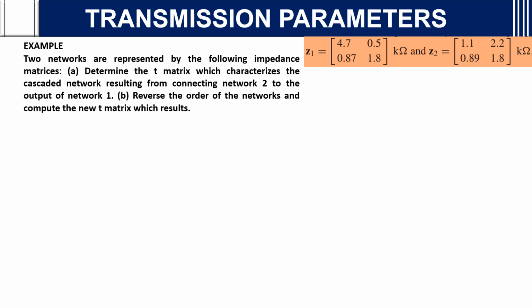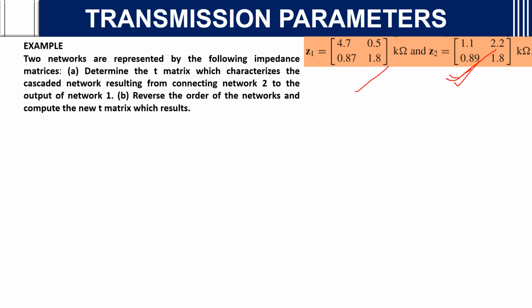Two networks are represented with the following impedance matrices. Determine the T matrix which characterizes the cascaded network resulting from connecting network 2 to the output of network 1. Reverse the order of the networks and compute the new T matrix. What they are telling is they have given Z1 and Z2. We need to find the T matrices for both, by cascading: network 1 to network 2 and network 2 to network 1.